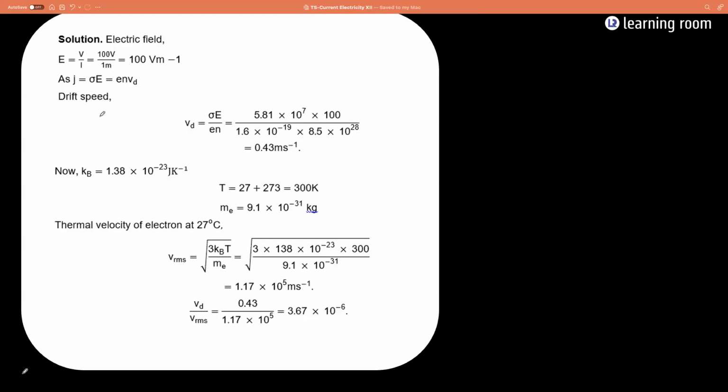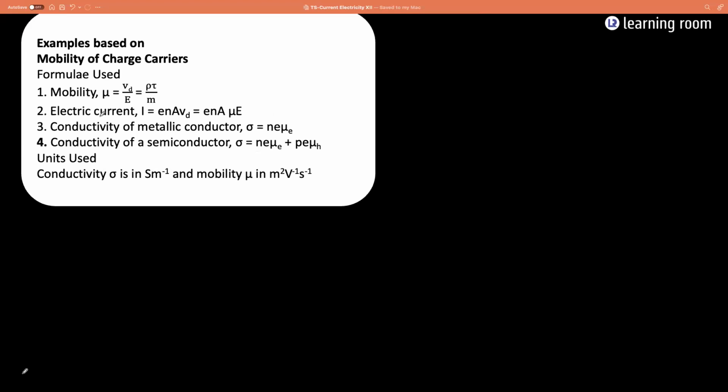Potential difference of 100 volt, 1 meter long. Calculate the average drift velocity of electrons. Compare it with the thermal velocity. Not needed. So for examples, we'll see the next set that is based on mobility of charge carriers.